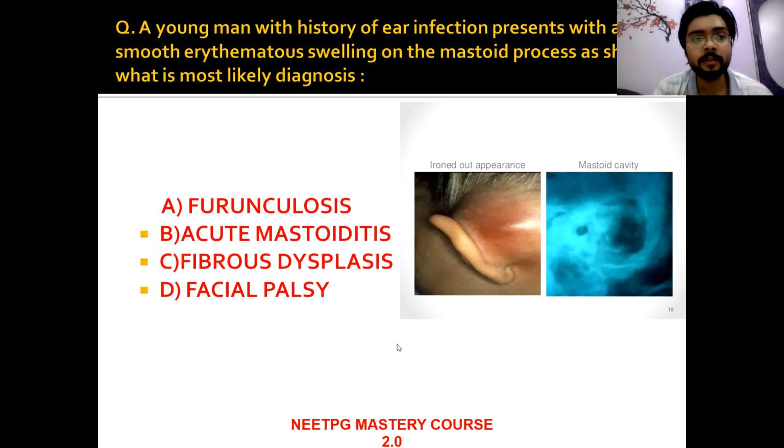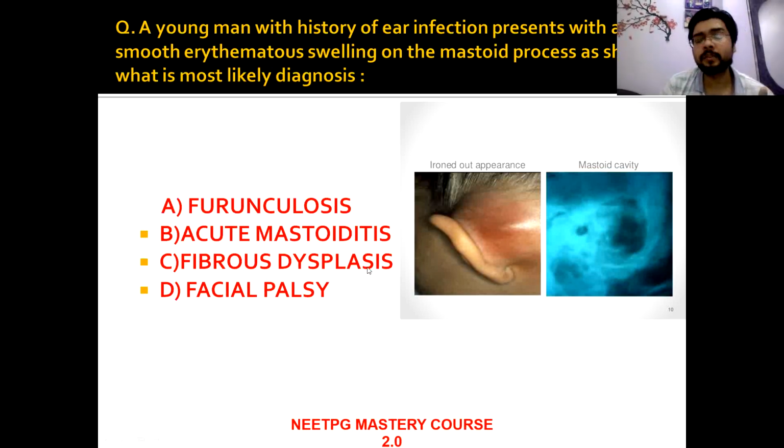November AIIMS 2019. A young man with a history of ear infection presents with a smooth erythematous swelling on the mastoid process. So basically a child or young man with a history of ear infection presents with smooth erythematous swelling on the mastoid process as shown. What is your likely diagnosis? So basically, first, we will go through the options: furunculosis, acute mastoiditis, fibrous dysplasia, facial paralysis.